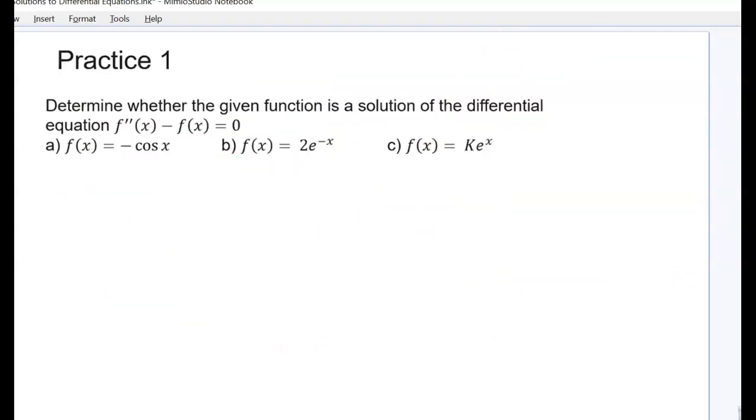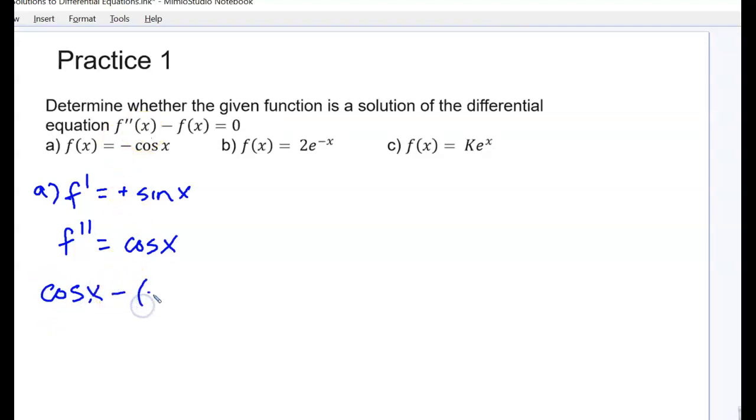Okay, a little bit of practice here. Let's determine whether the given function is a solution of the differential equation f double prime x minus f of x equals 0. Well, again, let's start with a. So I have to take the first derivative, which is going to be positive sine x, and the second derivative is cos x. Well, let's see, cos x, which is f double prime, minus the original function. That does not equal 0, so this one's not true.